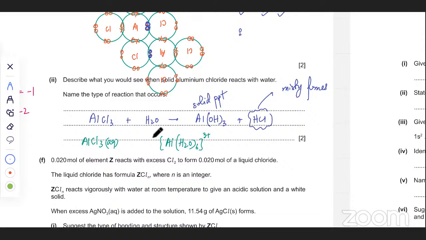I'm just going to explain what happens. Al3+, imagine it's roaming around in water. Now, water is a polar molecule. So what happens is that the oxygen lone pairs in water, the negative part of water, get attracted to the Al3+.